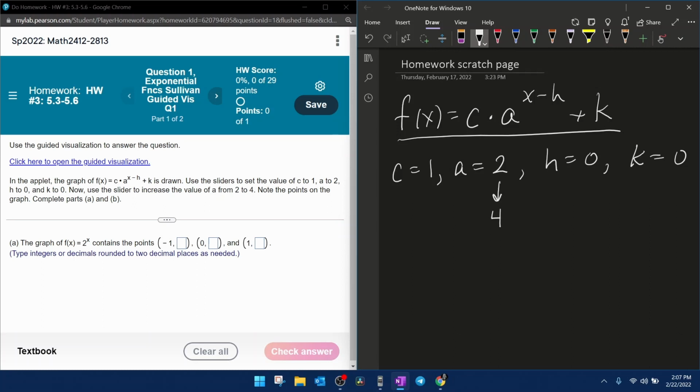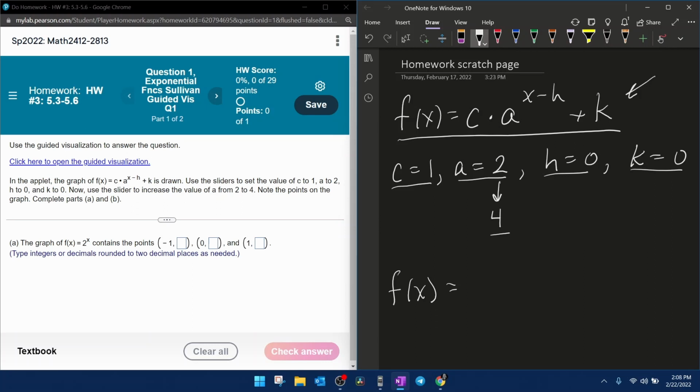more clearly. It says use the sliders to set the value of c to 1, a to 2, h and k both to 0. Then it says use the slider to increase the value of a from 2 to 4. Note the points on the graph, and then we need to complete parts A and B. So what I wanted to start with is I want to actually show you what's going to happen to this function when we plug in the values given.